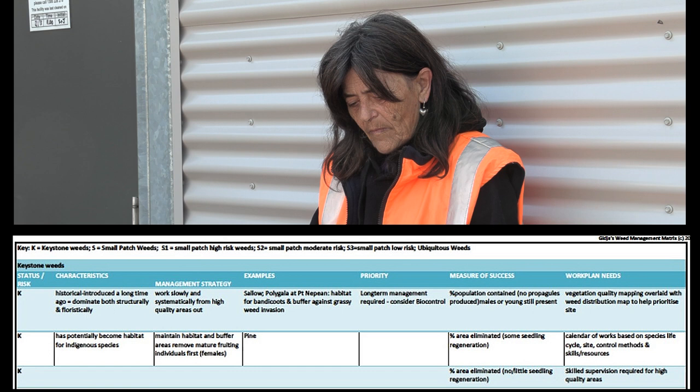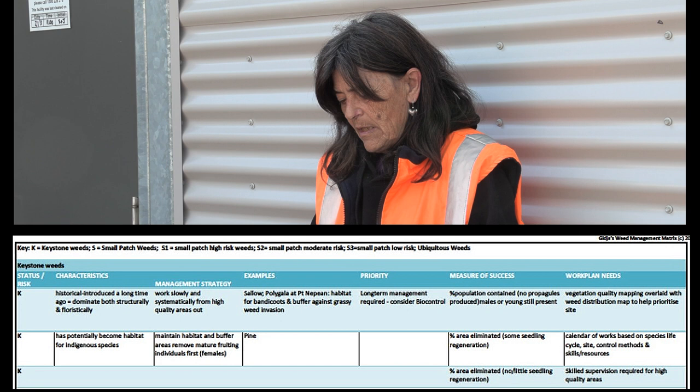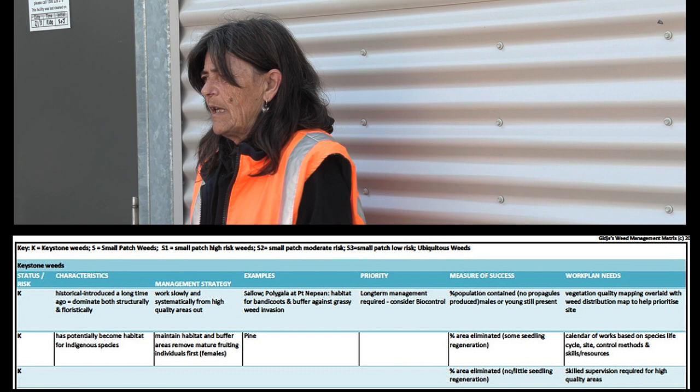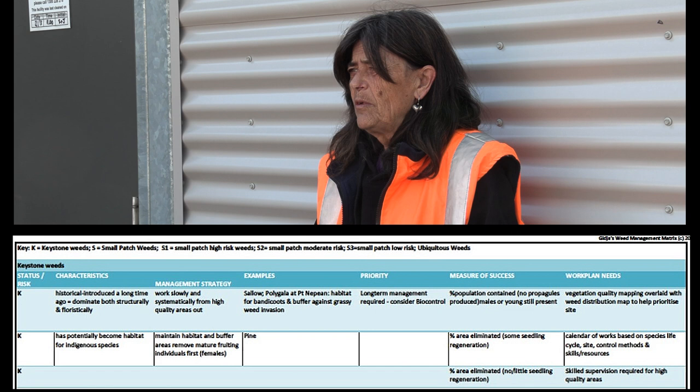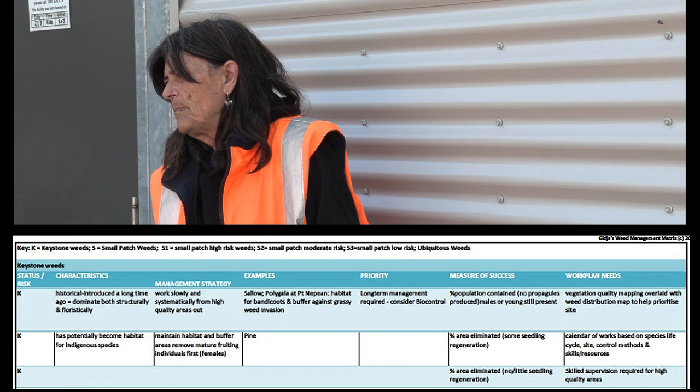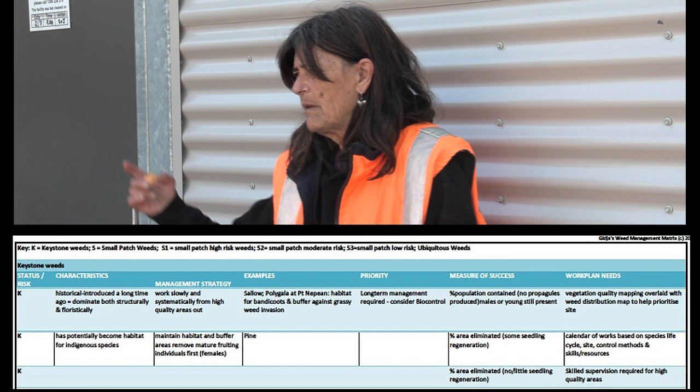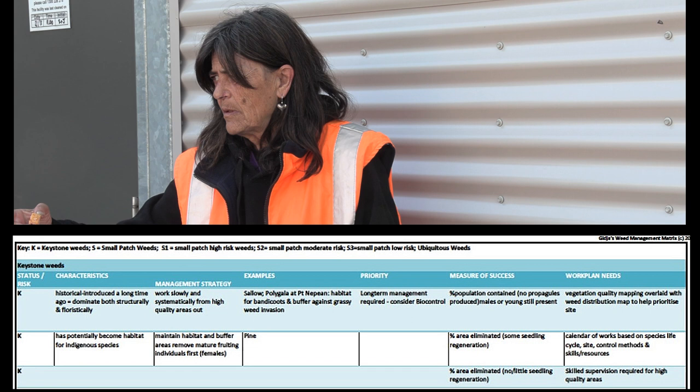And then the priority. Some examples of that is like the Polygala at Point Nepean that dominates the Pittosporum on some of your reserves here. Although part of me goes, it's sometimes with Clematis glycinoides, which makes me wonder if it's actually part of the Strzelecki population, because that's close. And this is an old river system.